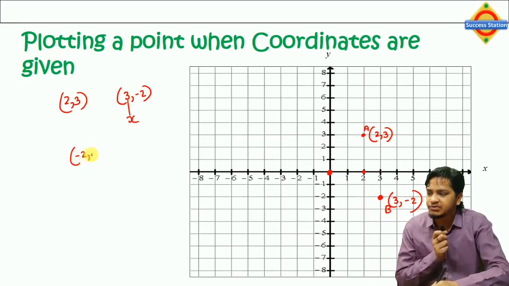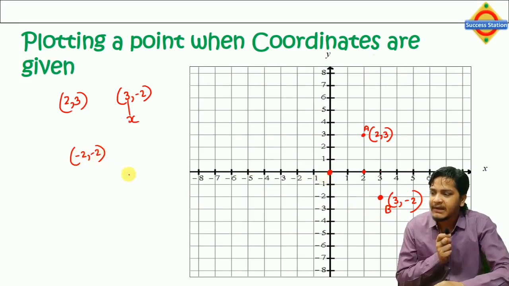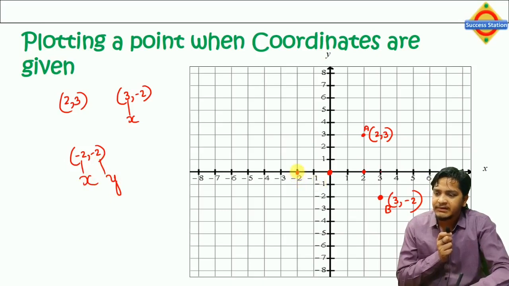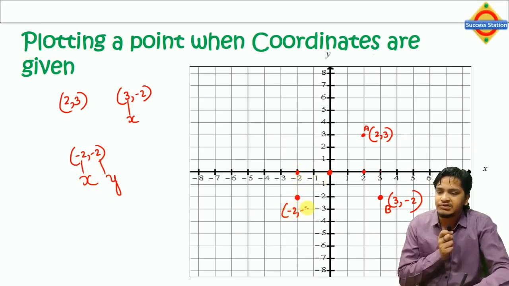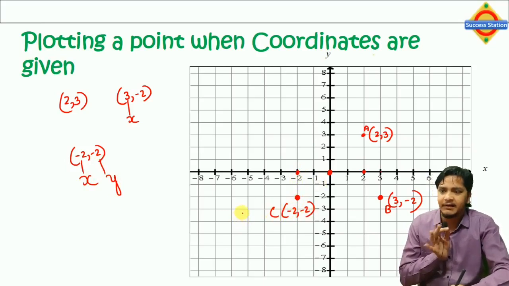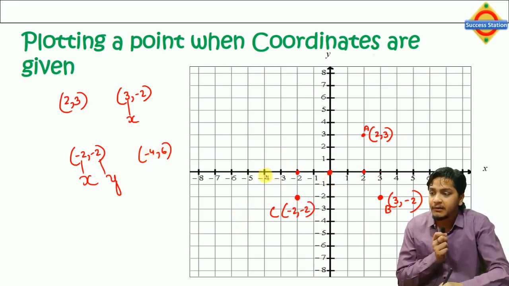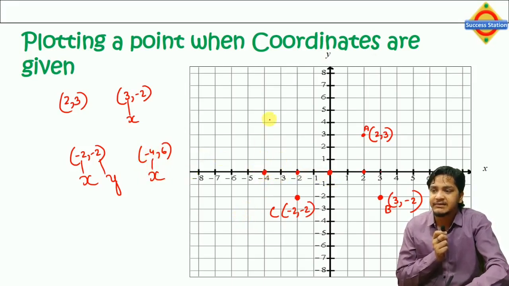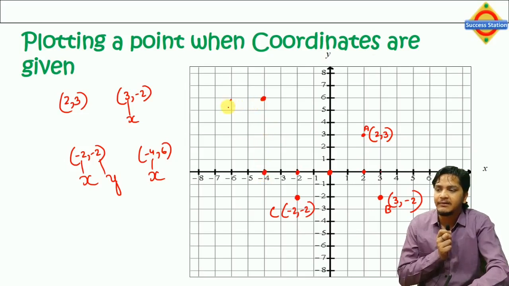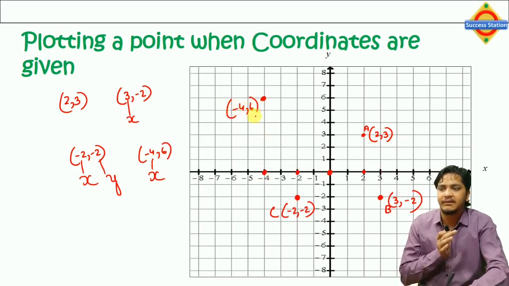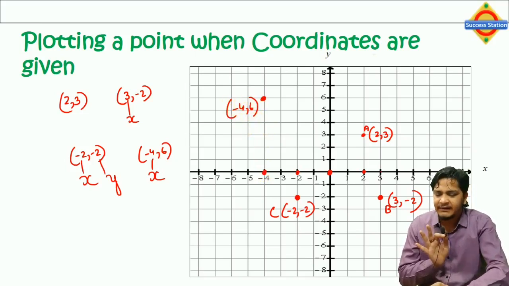Okay. Then minus 2 comma minus 2, where x is negative and y is negative. We'll write it like this. Clear? Okay. Then minus 4 comma 6. Here x is minus, so minus 4 here, and 6. Right? So minus 4 comma 6. Over. Easy? Is it easy?